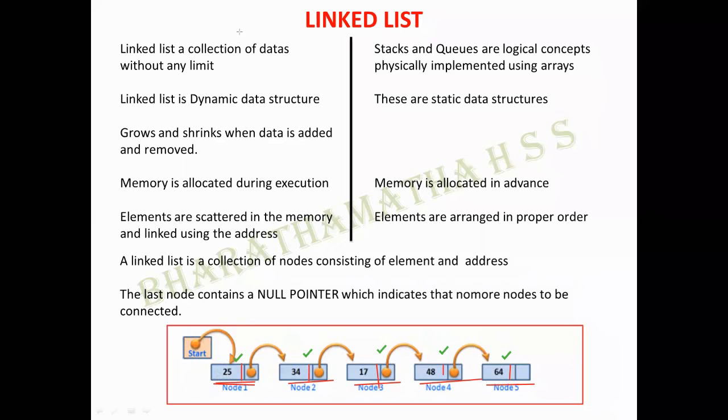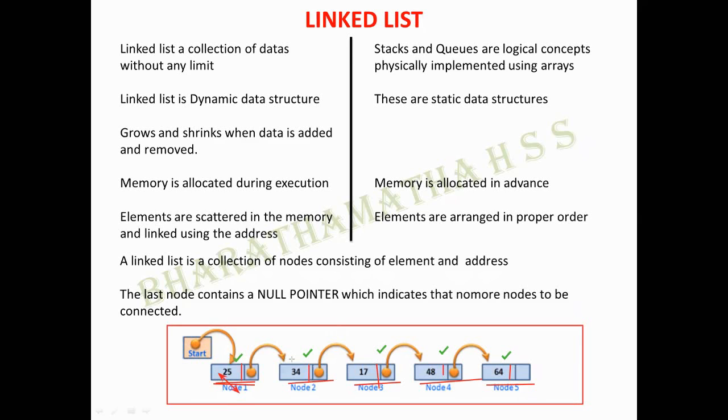Listen to this first one. This 25 is called your data, and this round symbol with an arrow mark, in golden color, is known as your address.